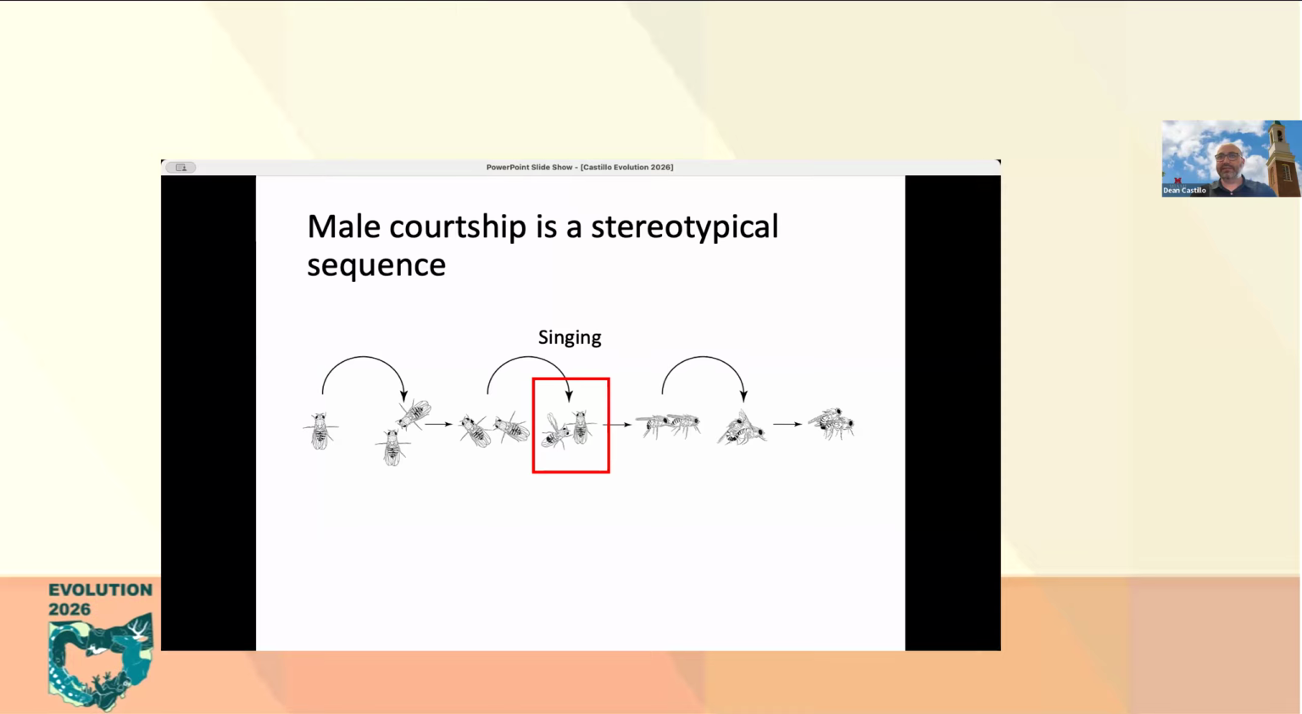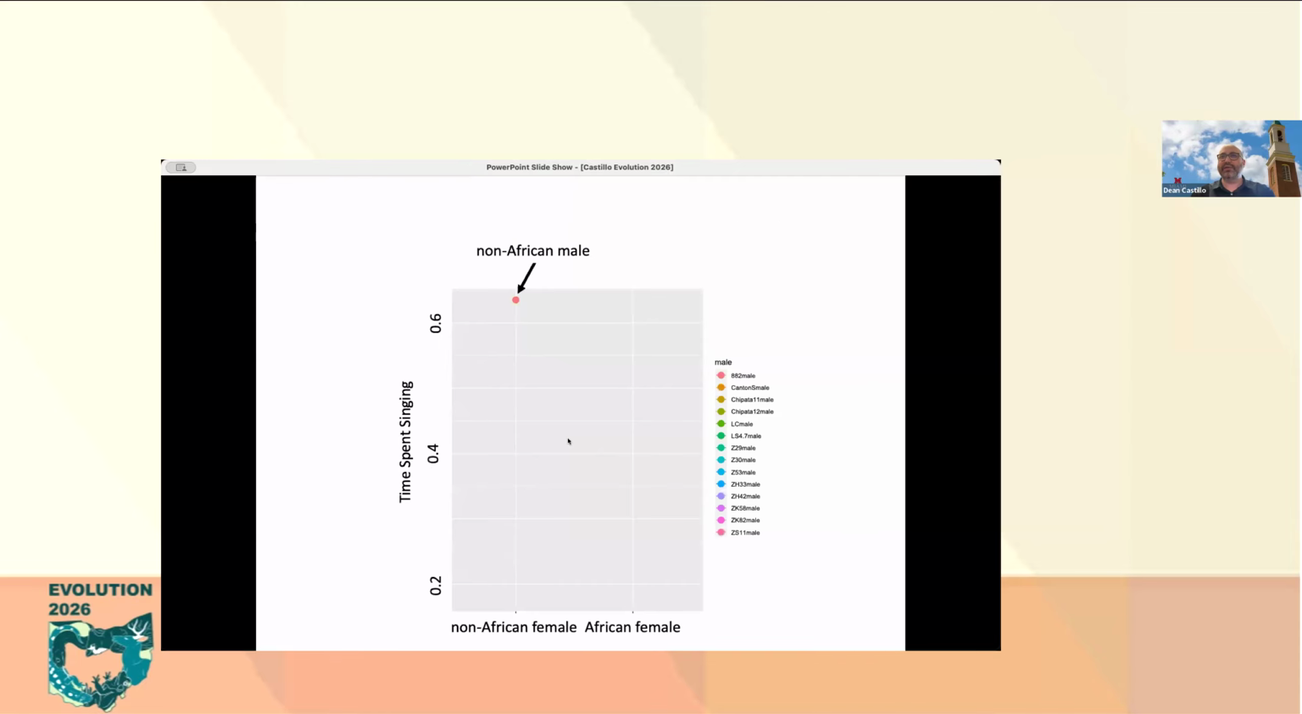The male gains some olfactory, or I guess gustatory, information through pheromones, and then performs this singing behavior. So that's what we focused on, and those are the data I'm going to show you right now. On this graph are the results across this panel in terms of singing. The left-hand column is a non-African female and the right-hand side is an African female. This first point is a non-African male with a non-African female. These are standard lab strains, and they sing a lot, which has been known in the literature for a long time.